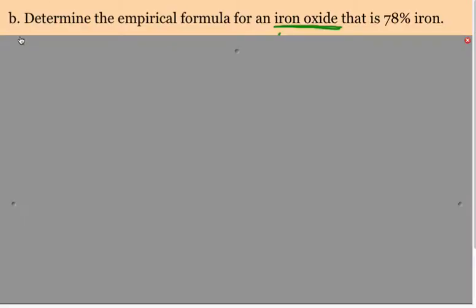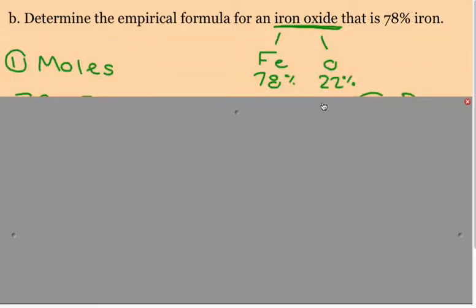All right, so this is just another empirical formula. We want to determine the empirical formula for an iron oxide that's 78% iron. So the first thing you have to just be okay with is that if we have 78% iron, we have to have 22% oxygen, just from a 100% perspective. And if you think back to our rhyme, we are going to have to do the first step. So it says you have to turn your percents to mass.